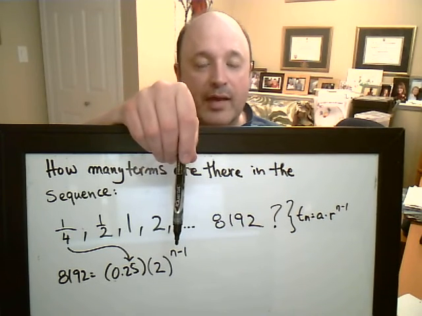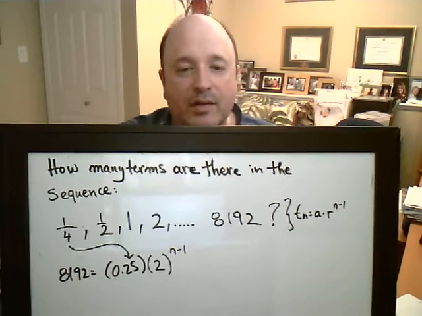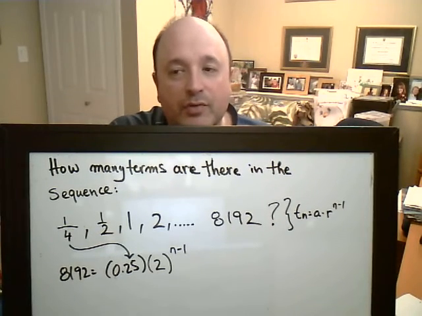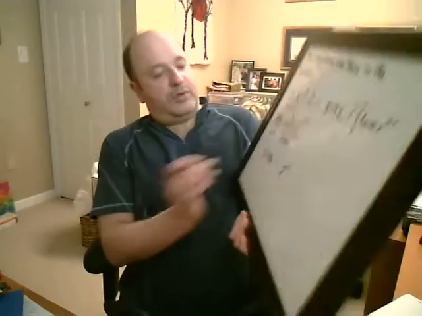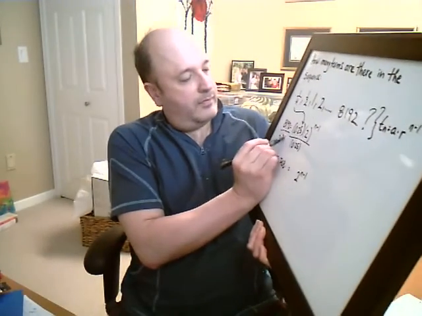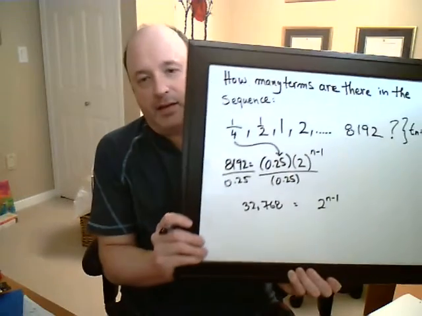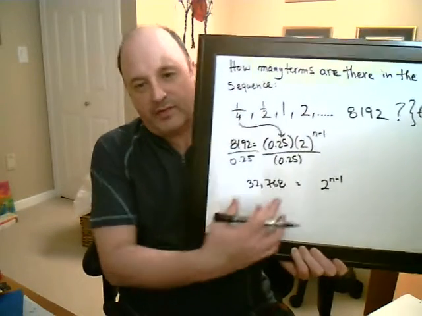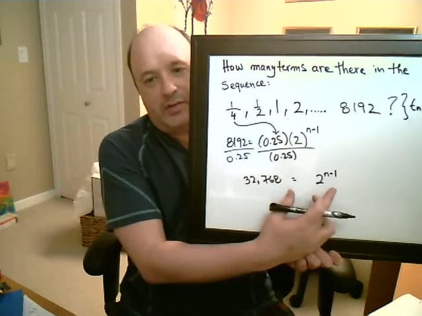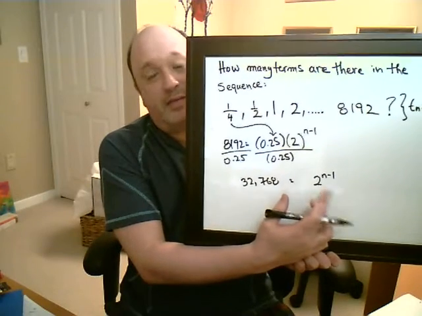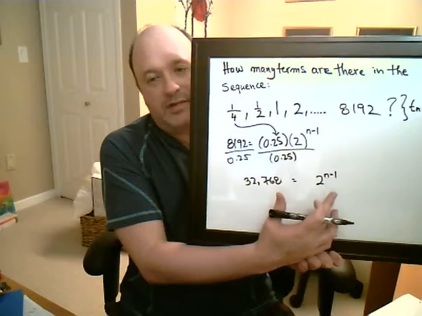So we've got to solve for that n, right? And so let's have a look how that's done. We have to divide off the 0.25 first. Okay, so when I divide off the 0.25, 8192 divided by 0.25 is this: 32,768 is equal to 2 to the n minus 1. So I have to solve for n minus 1. That means I have to, well, use logs. So let's see how that works.